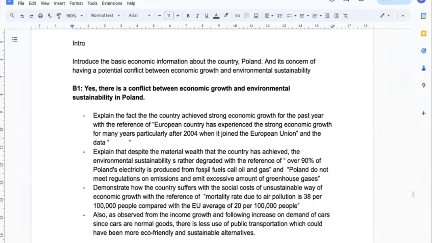And then I can demonstrate how the country suffers with the social cost of unsustainable economic growth with the reference of this one. Lastly, I can argue that as observed from the income growth and following increase in demand for cars and less use of public transportation, there is certainly a trade-off between economic growth and sustainability.